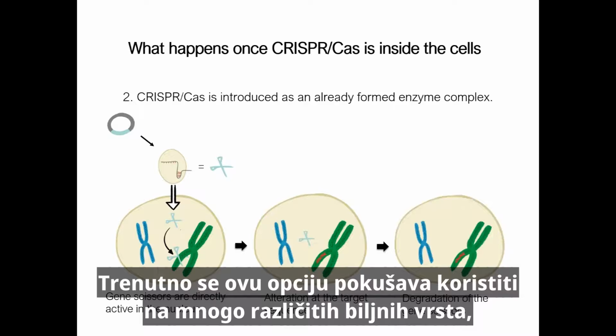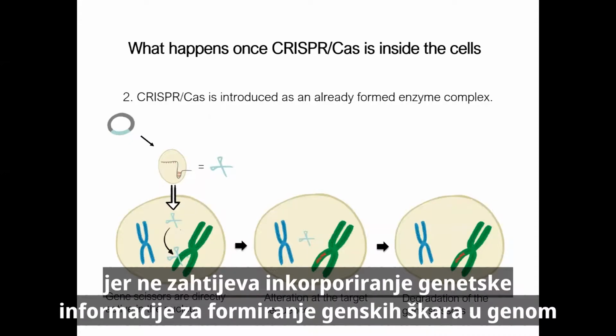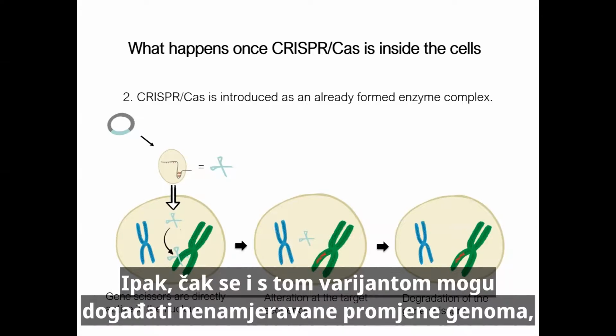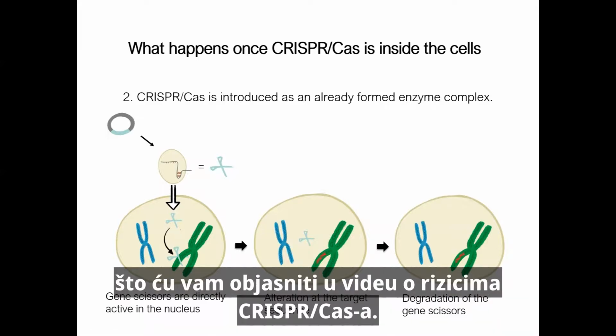Attempts are currently being made to use this option in many different plant species, since the genetic information for the formation of the gene scissors is not incorporated into the genome and no transgenic organism is created, even temporarily. Nevertheless, even with this variant, unintended changes in the genome can occur, which I will explain to you in the video about the risks of CRISPR-Cas.